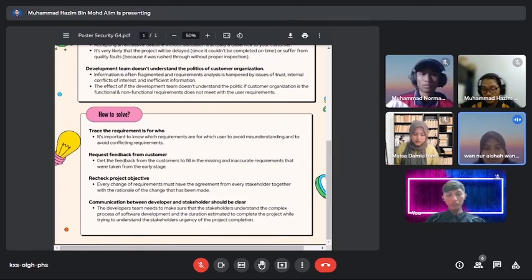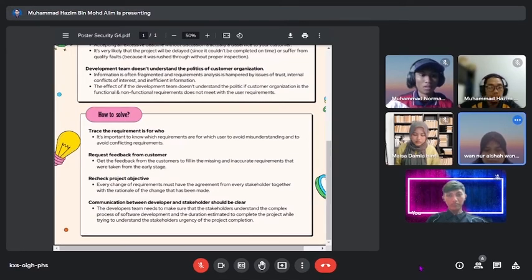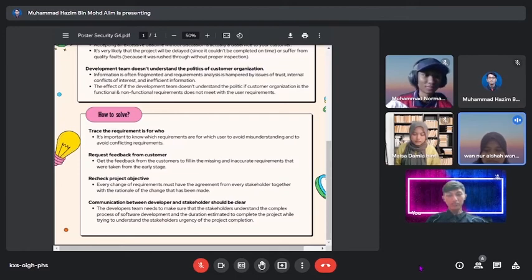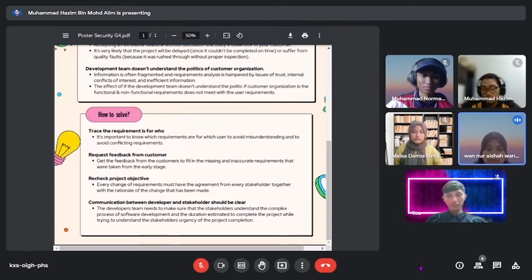Next is to request feedback from the customer. Customers tend to have a better understanding of the project when they are also involved in the development of the project. Get feedback from the customer to fill in the missing and inaccurate requirements that were taken from the early stage.